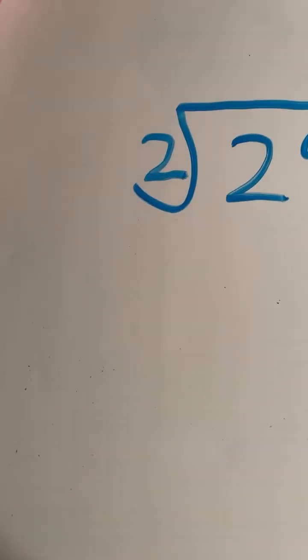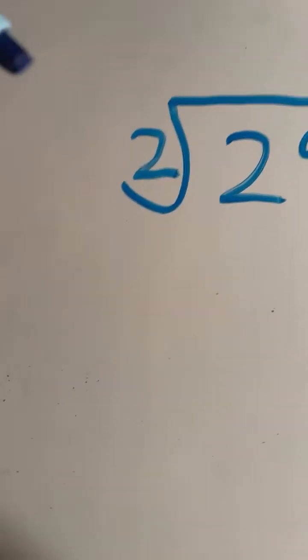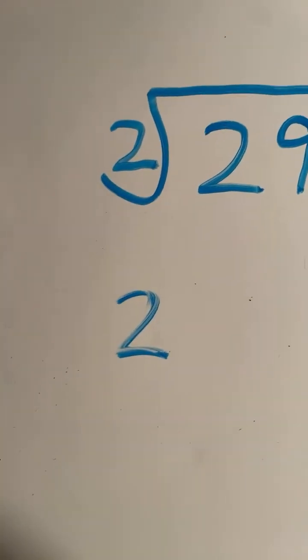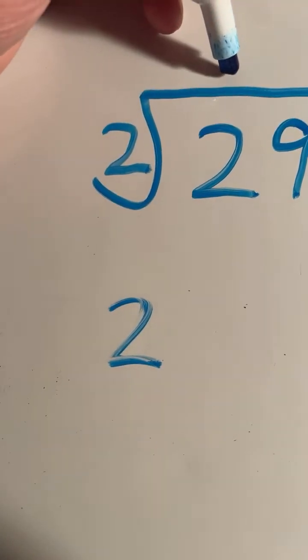So we're going to start off with 2 divided by 2. How many groups of 2 go into 2? Well, if I count by 2s, 2, already there. So 2 divided by 2 equals 1. 2 goes into 2 one time.